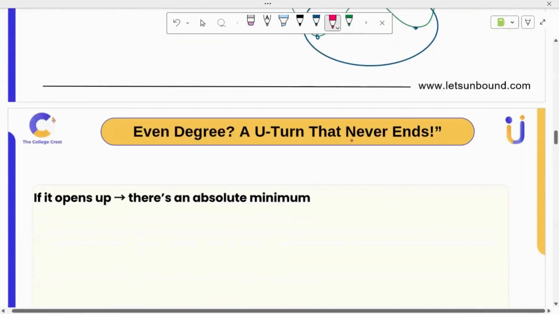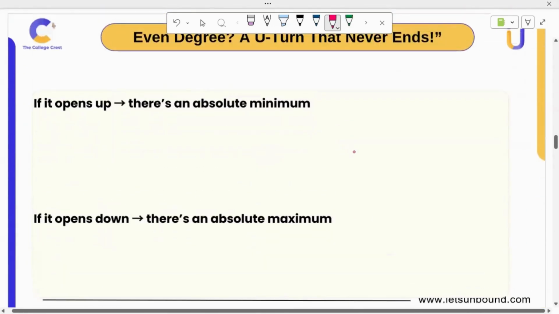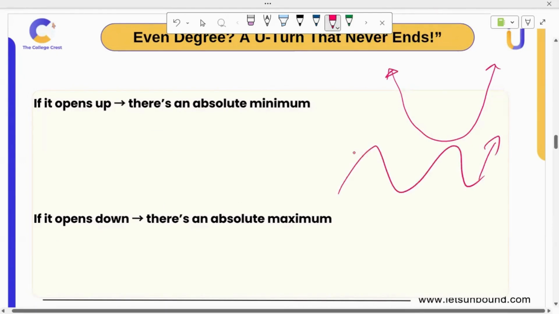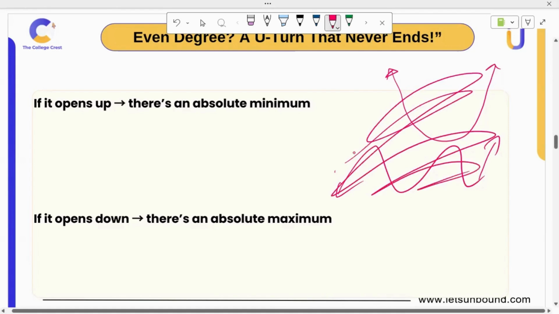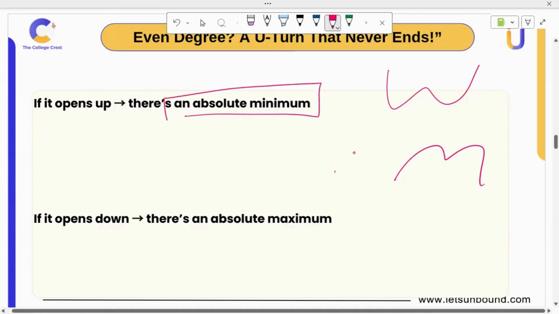Right. Next one. Even degree: U-turn that never ends. If your polynomial is an even degree, it will be a U-turn kind of thing. So it will be something like this. No ups and downs like this. If it opens up, there is an absolute minimum. So for even degree, you have to find whether it opens up or opens down. If it opens up, then there will be an absolute minimum only. So we can't find an absolute maximum there. If it opens down, there is an absolute maximum.